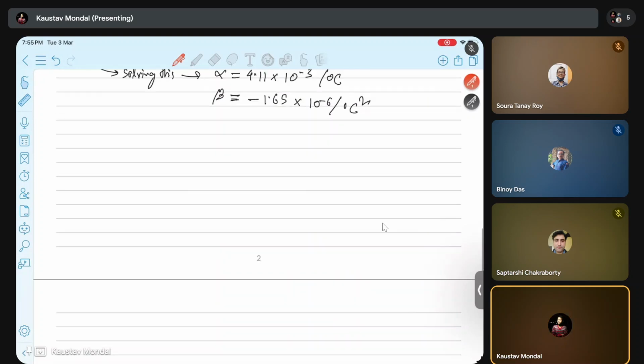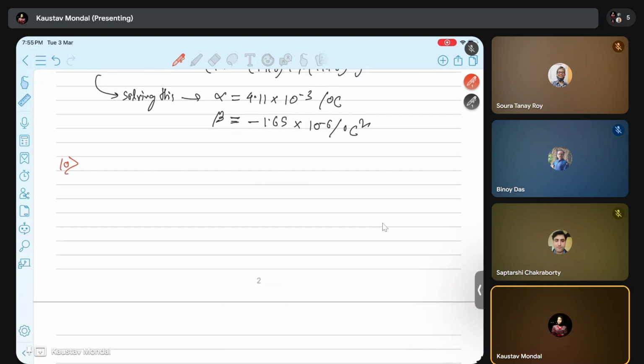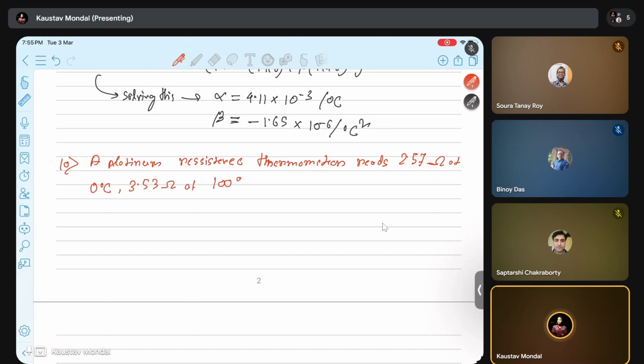The last problem is problem number 10. A platinum resistance thermometer reads 2.57 ohm at 0 degree centigrade and 3.53 ohm at 100 degree centigrade and 2.89 ohm in a bath.